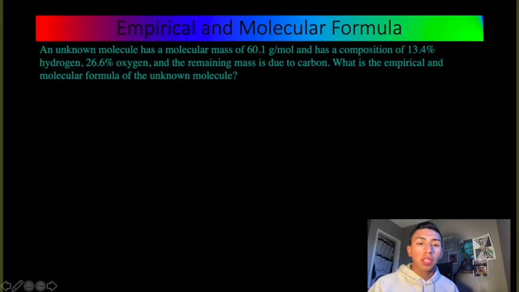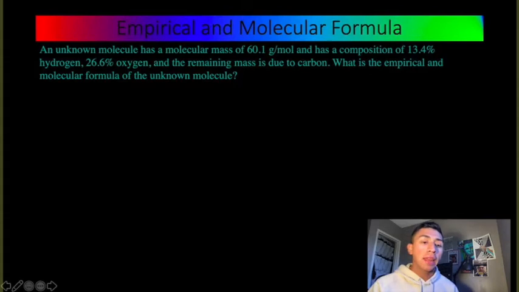An unknown molecule has a molecular mass of 60.1 grams per mole and has a composition of 13.4% hydrogen, 26.6% oxygen, and the remaining mass is due to carbon. What is the empirical formula and molecular formula of the unknown molecule?